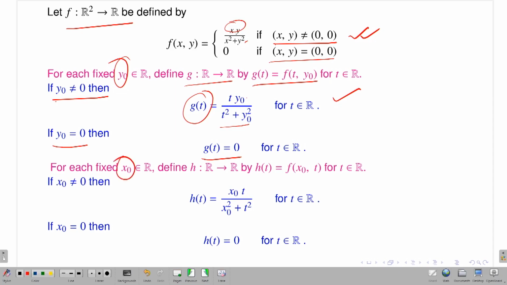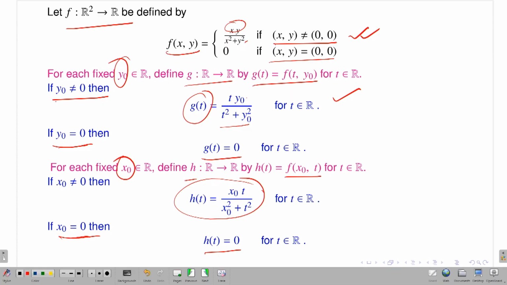Now if I fix x naught, what sort of function will I get? h is again f of x naught comma t. You know the value of f at xy, so if I put x equal to x naught, I will have this kind of function, and if x naught is equal to 0, I have h of t equal to 0. But what can I say from that? Of course if y naught is 0 and x naught is 0, I have the g function is 0, the h function is 0, and the zero function is a continuous function, perfectly alright.